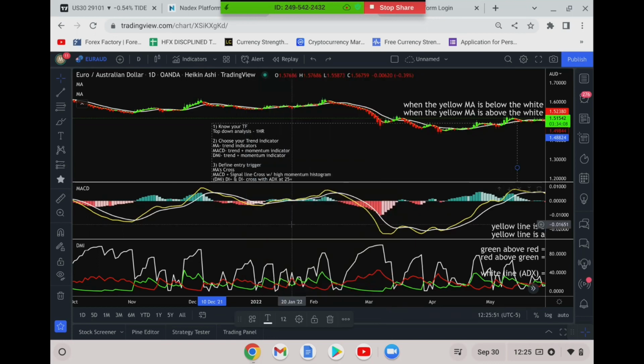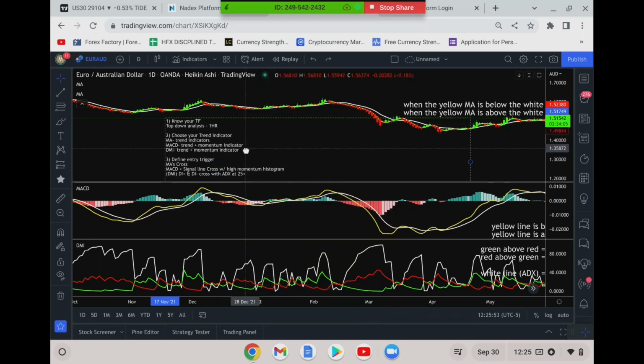Boom. So we now have our time frame, right? We know that we're going to be doing top-down analysis, but looking for our entries on the hourly. When it comes to our trend indicator, we have chosen our moving average, our MACD, and our DMI. When it comes to defining our entry triggers, we know that we are looking for the MAs to cross. We are looking for the MACD and signal lines to cross with high momentum on the histogram.